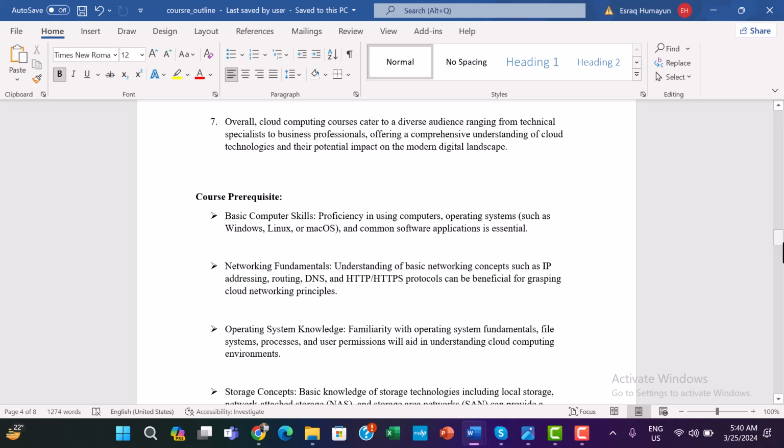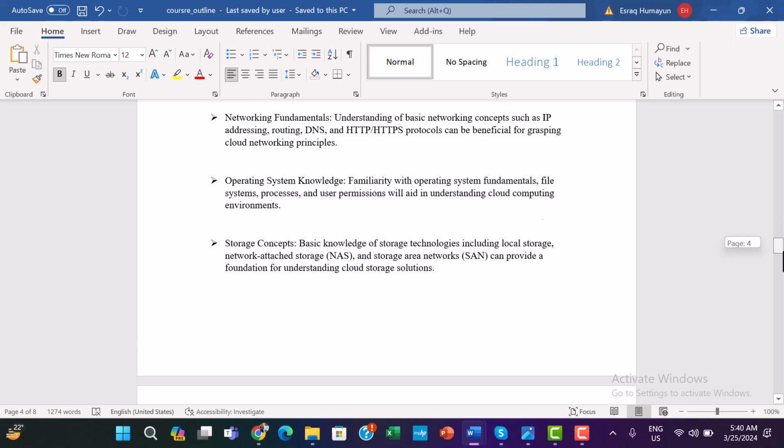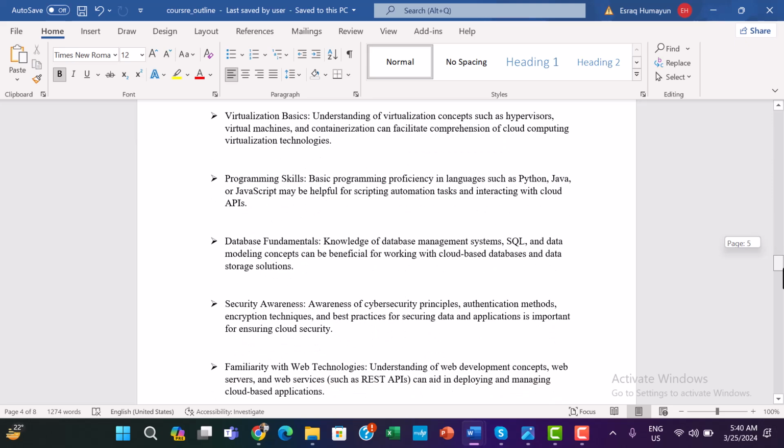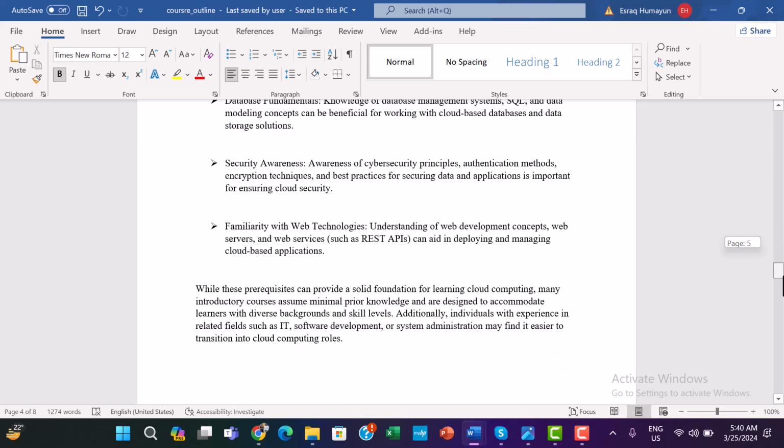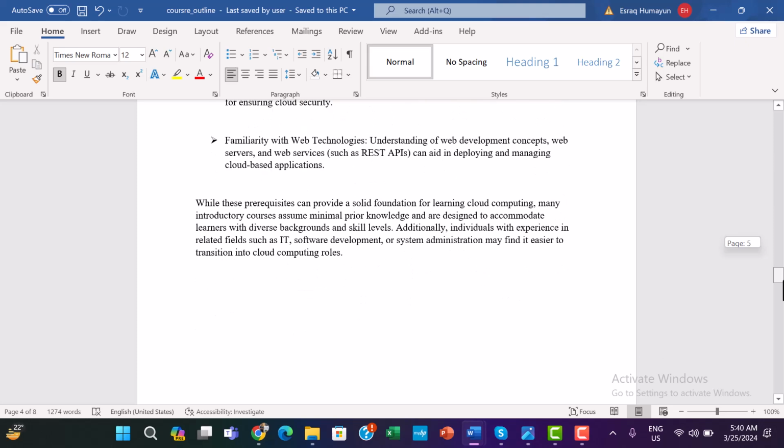Basic prerequisites: you must have basic computer skills, network fundamentals, operating system knowledge, storage concepts, virtualization, programming skills, database fundamentals, security awareness, and familiarity with technologies, which we will see later on.